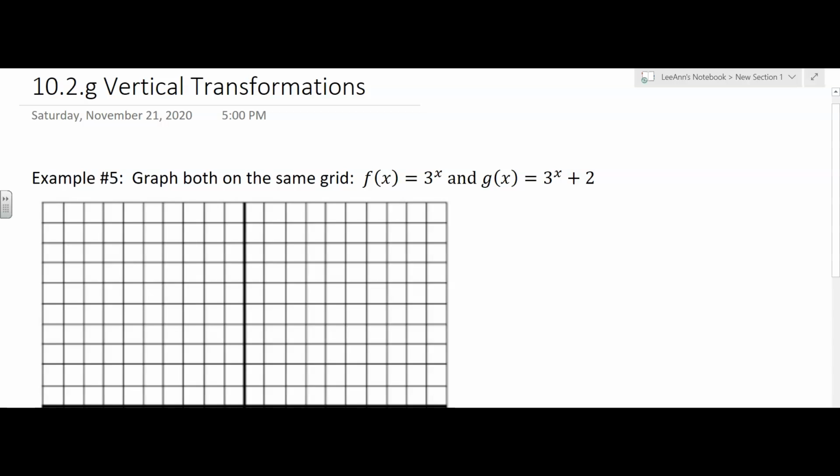Okay, so now we're going to graph two more functions. So this time we have f of x being 3 to the x. So I'm going to make a little table of values here. I'm going to pick -1, 0, 1, and 2.